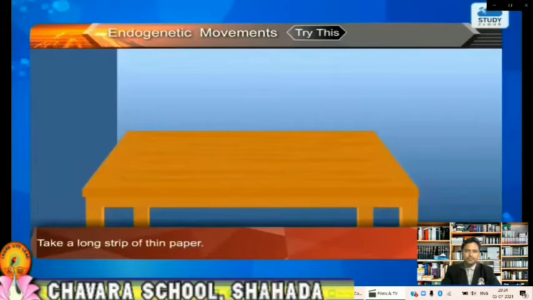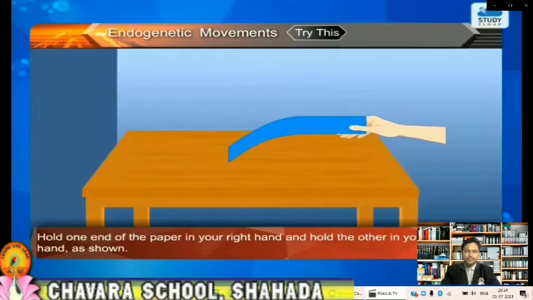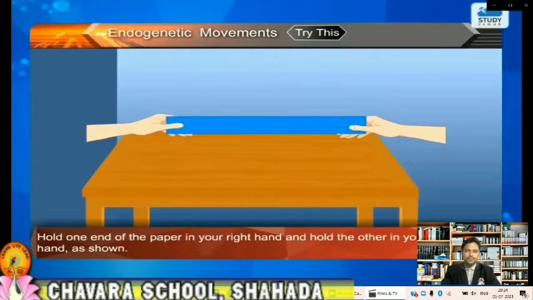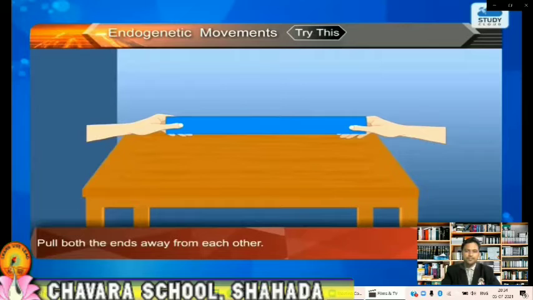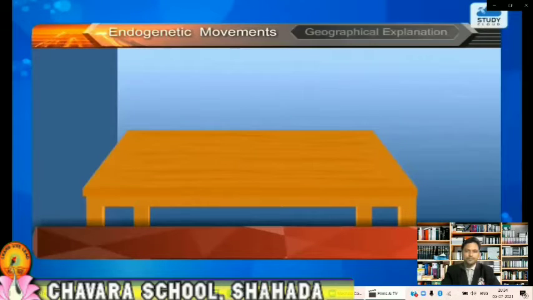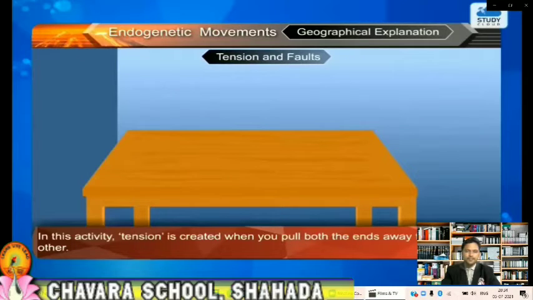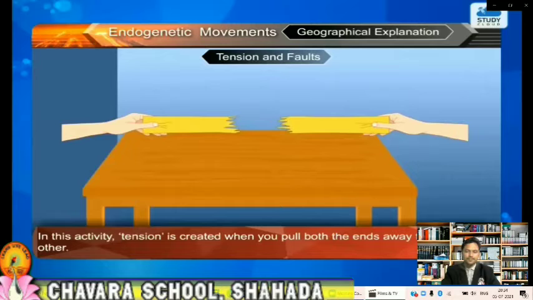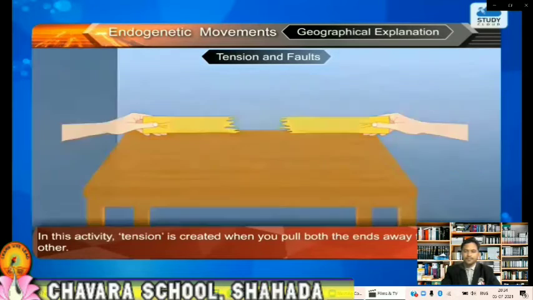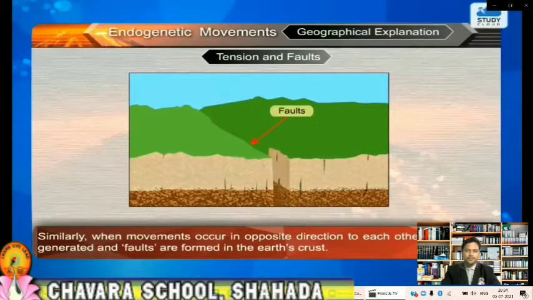Try this. Take a long strip of thin paper. Hold one end of the paper in your right hand and hold the other in your left hand as shown. Pull both the ends away from each other. Observe that the paper gives way in the center. Geographical explanation. Tension and force. In this activity, tension is created when you pull both the ends away from each other. Similarly, when movements occur in opposite directions to each other, tension is generated and faults are formed in the Earth's crust.